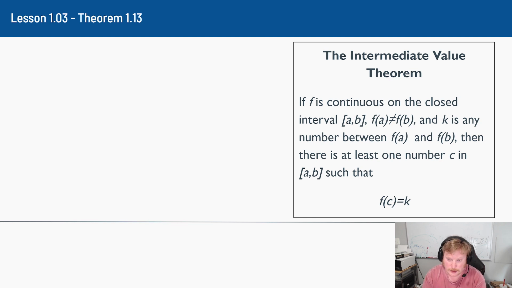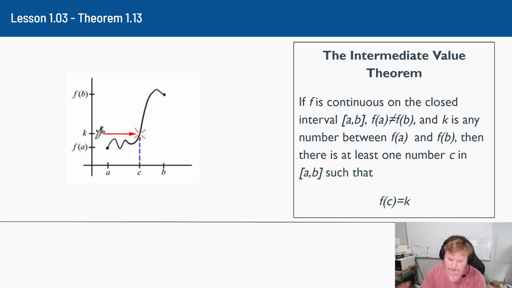Now, we're going to talk about a lot of theorems that sound like this, very mathy, very rigorous, and I'm going to do my best to try to break them down in layman's terms. Graphically, what this says is if a function's continuous and there's some number k that's between two outputs f of a and f of b, there has to be a number c that will take me to k, and that number c has to be between a and b. That's really all of this says.